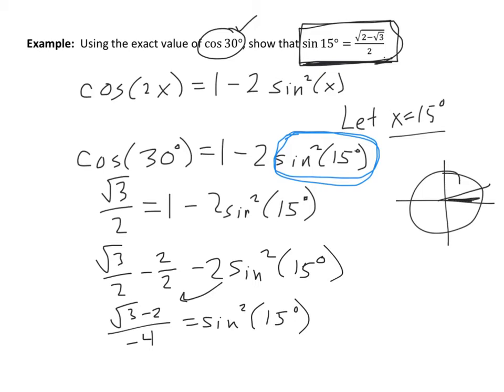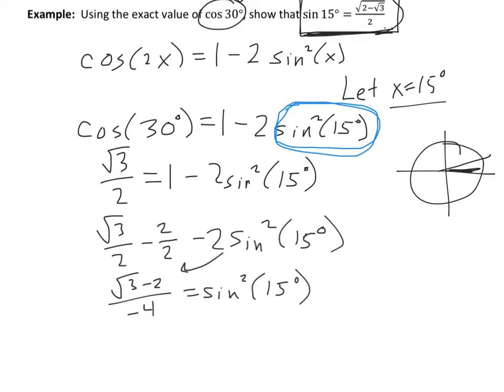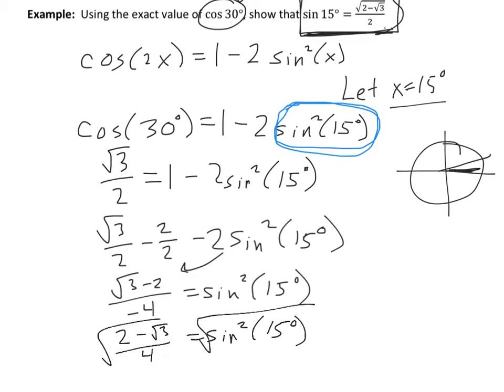Now I'd like to square root both sides, but I'm not sure how I feel about this negative on the bottom here. So I'm basically going to multiply top and bottom of this thing by negative 1 to allow me to get rid of that negative that's on the bottom. So when I do that, I'm going to wind up with 2 minus root 3, and on the bottom 4, equals sine squared 15 degrees. And the last thing I need to do is square root both sides of this. And so when I square root both sides, I get that the sine of 15 degrees is the square root of 2 minus root 3 all over 2.